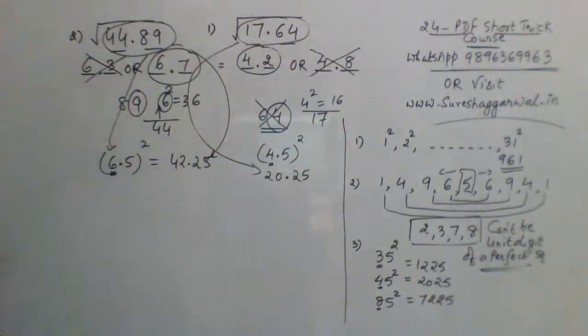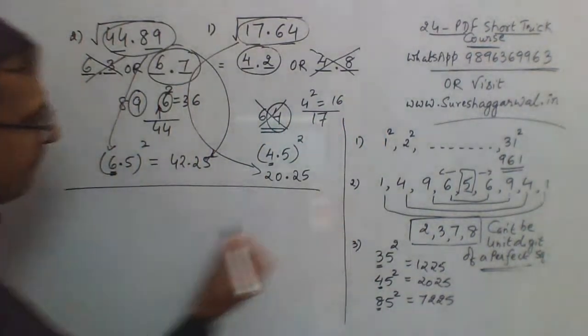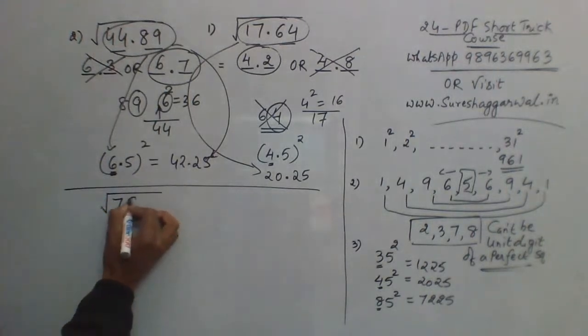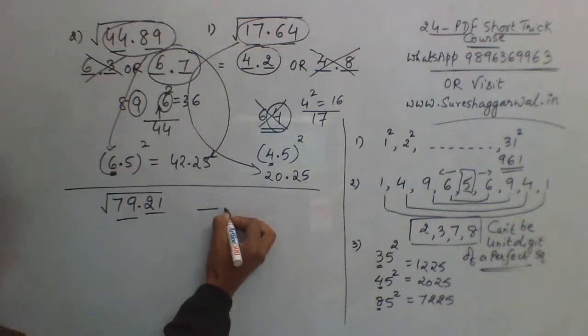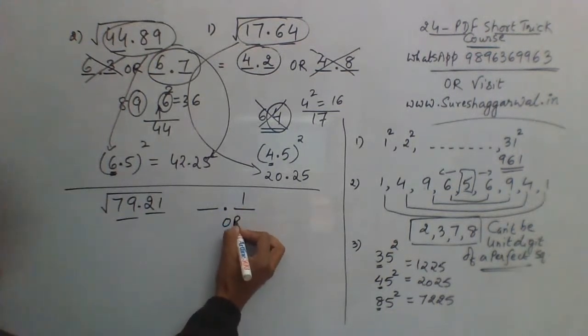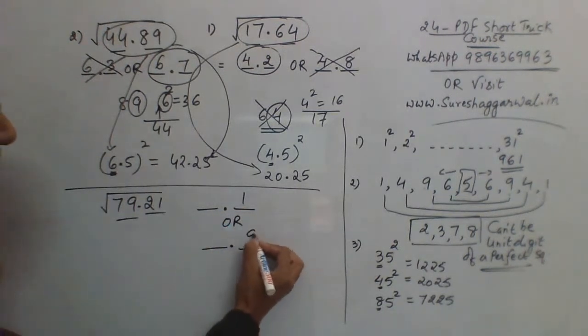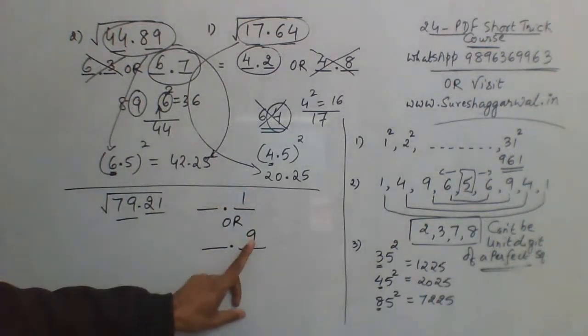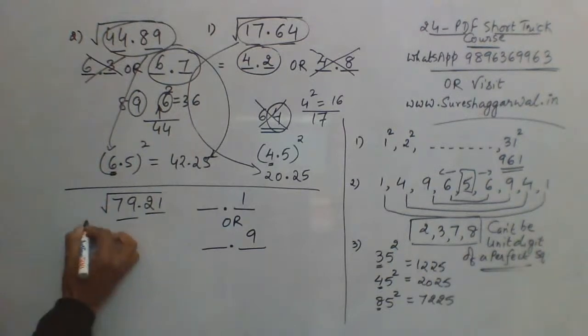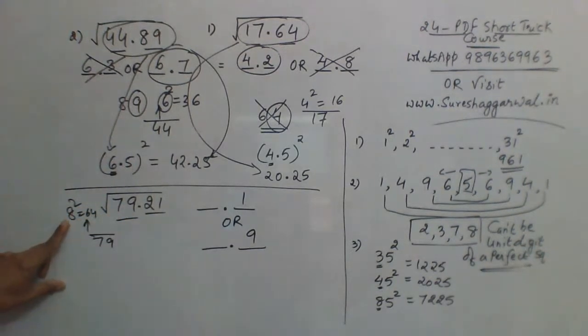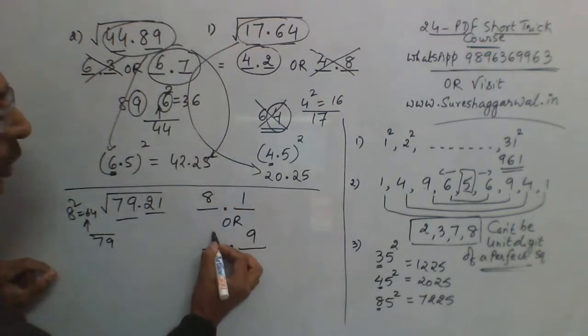Okay, let's see. Square root of 79.21. Now see, this ends with 1. So my answer ends with 1, or my answer ends with 9, because 1 square is 1 and 9 square is 81, which ends with 1. Now 79, below that I have 8 square as 64. 9 square will take me above 79. I don't want to go above 79. So 8. So either 8.1 or 8.9.